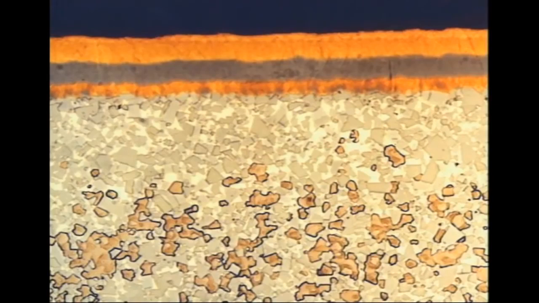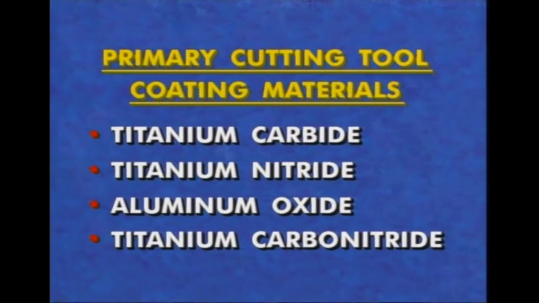Most coatings are under 1/1000th of an inch thick and have several layers. Each layer has a particular benefit, such as resisting heat or decreasing friction. The main insert and cutting tool coating materials are titanium carbide, titanium nitride, aluminum oxide, and titanium carbonitride.